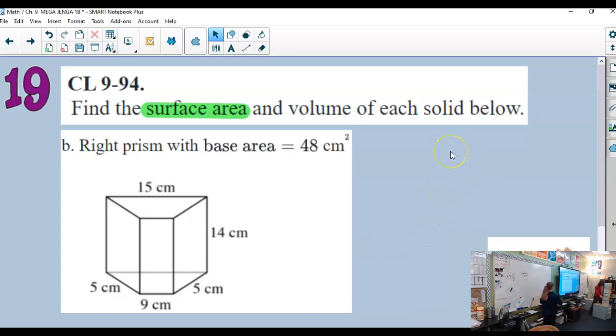Surface area, but I tell you big B. So whoever's, I tell you big B. You don't even have to deal with the trapezoid. I tell you what it is.